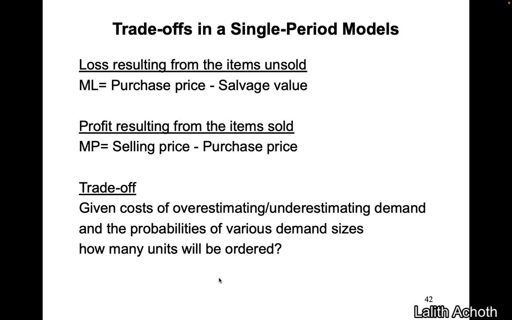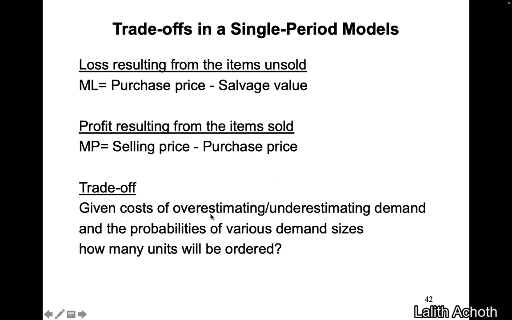So this is what we basically boil down to. Loss resulting from the items unsold. When you have items unsold, the purchase price is the same, but you sell it at what is called a salvage price, so that is called the loss. It's called ML for loss. Profits resulting from the items sold, that is MP. This is selling price minus purchase price.